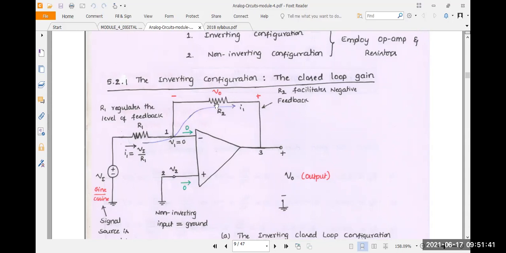This R2 acts as an input resistance plus output resistance. Remember this one. R2 is the input resistance plus output resistance because it is connected to both sides, the input side and the output side. Understood? Then V0 we can measure from terminal number 3. V0 is the output voltage, which we measure across terminal 3. Understood?